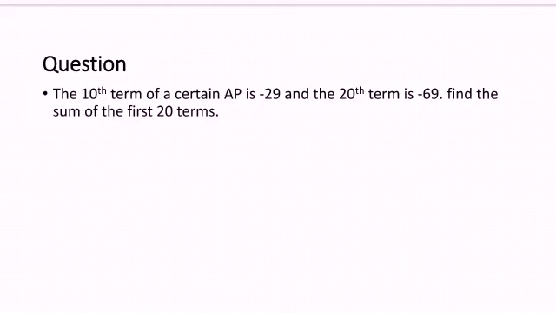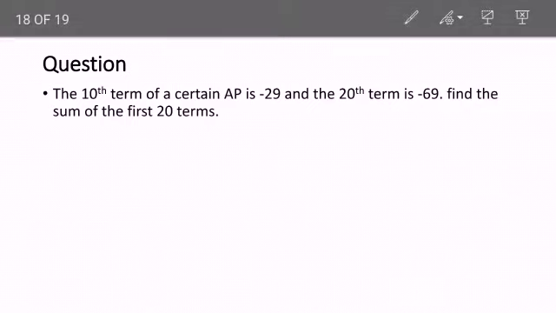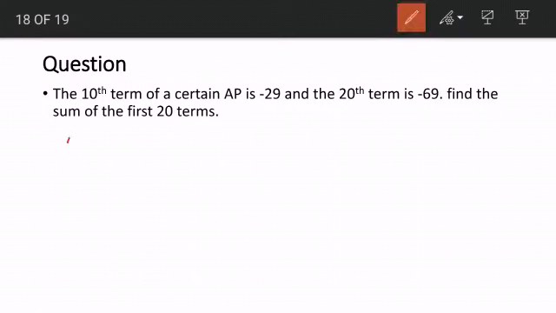See this question here, the 10th term of an AP is minus 29 and the 20th term is minus 69. So we're asked to find the sum of the first 20 terms. Now, when we say the 10th term of an AP is minus 29, that means T10 is minus 29. And the 20th term, which is T20, is equal to minus 69.